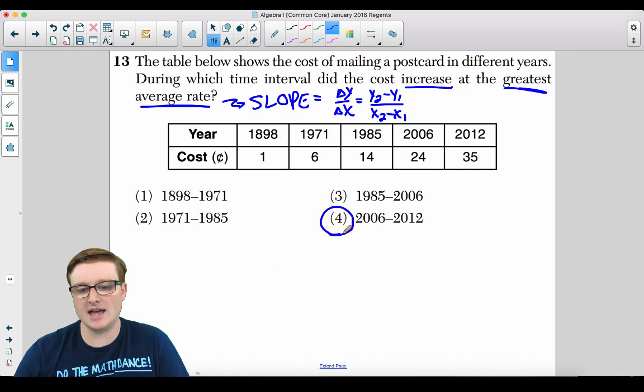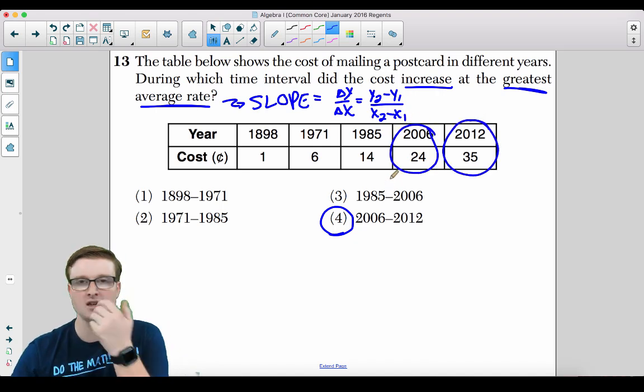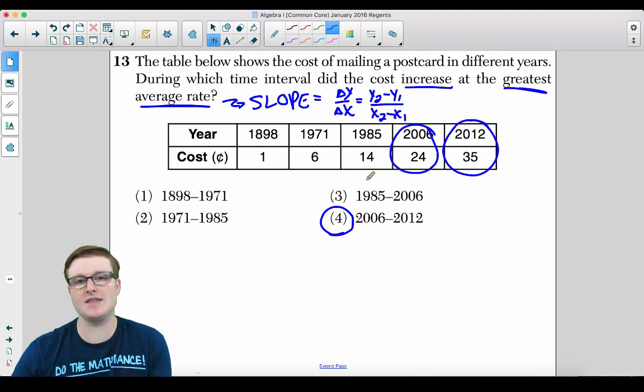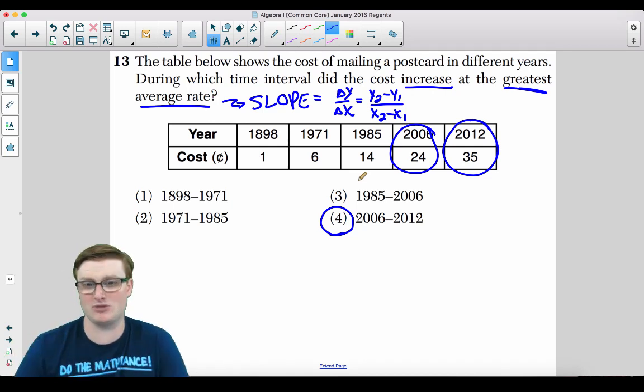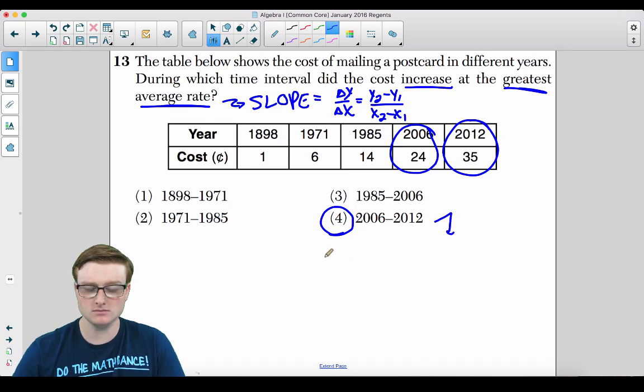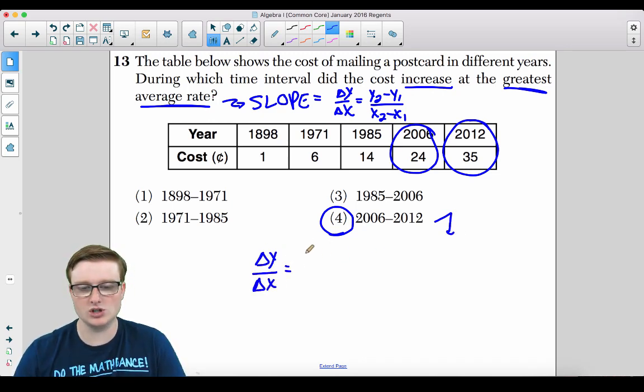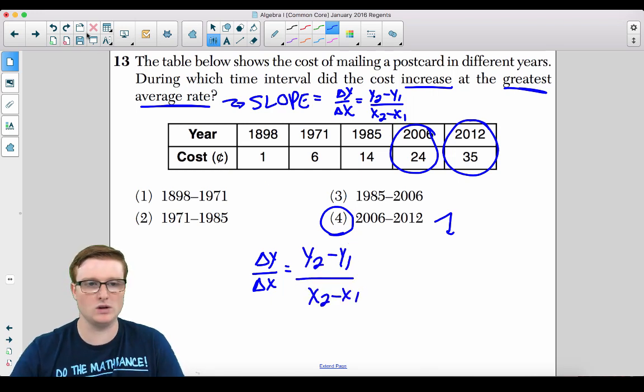but I will tell you that the answer is choice 4, from 2006 to 2012. I want to just do the slope formula for you here, and then you could apply it to all of the other answers just to make sure that I'm right. So the slope, remember, is change in y over the change in x, which is y2 minus y1 over x2 minus x1.